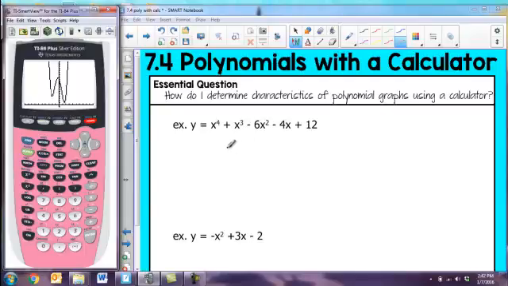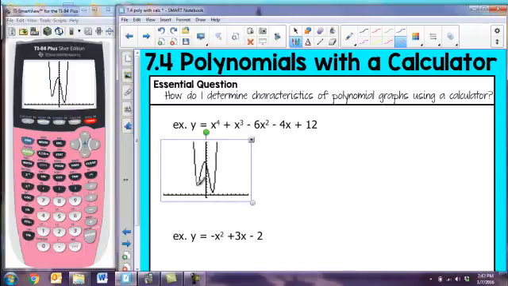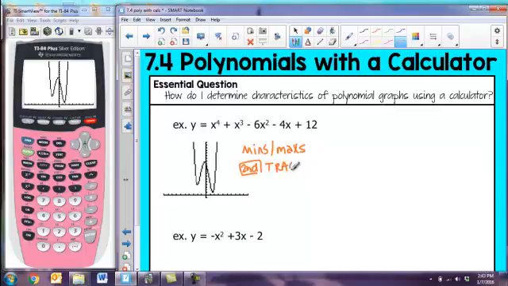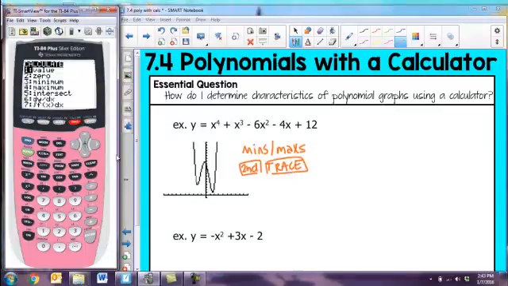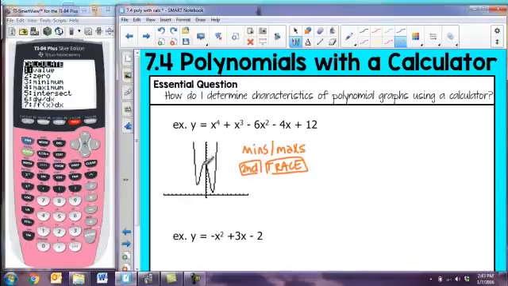Okay? And so in order to figure out where those mins and maxes are, I always kind of like sketch my graph over here. In order to figure out where those mins and maxes are, you go to your second trace menu. Your second trace menu is super nice. It has lots of stuff going on in it. Okay, so second trace, and then it depends on what you're looking for. You're either going to pick a min or a max. Let's start with this maximum. So I'm going to do number 4.